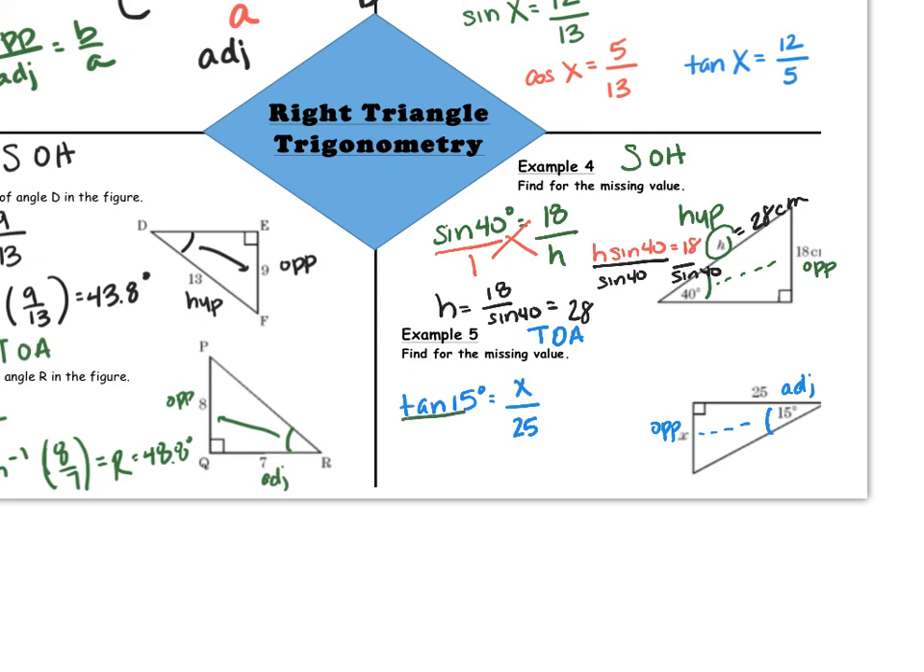Again, this is just cross multiplying. So here I get x equals 25 times the tan of 15 degrees. We plug in the calculator, we get a value of 6.7, whatever that unit is, so 6.7.